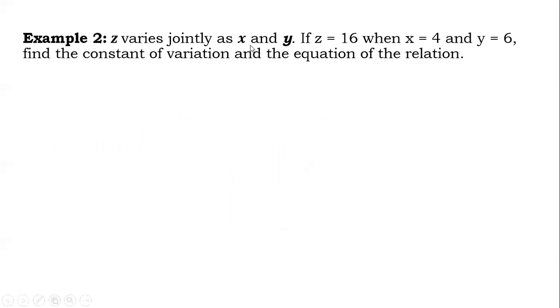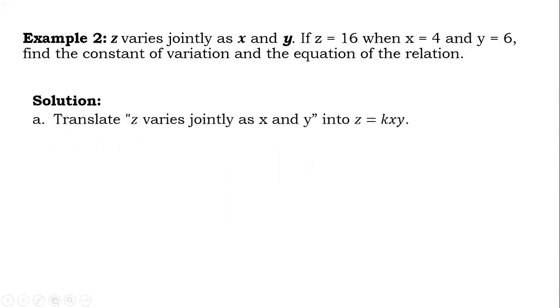Example number 2: z varies jointly as x and y. If z is equal to 16 when x is equal to 4 and y is equal to 6, find the constant of variation and the equation of the relation. The same steps apply: first translate the statement into a mathematical equation. z varies jointly as x and y, so the equation is z is equal to k times x times y. Then let's solve for k.